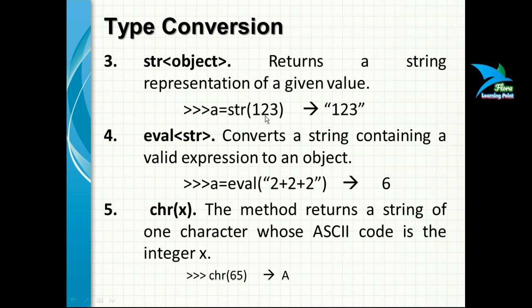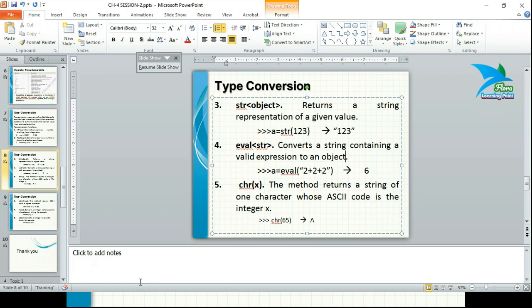For example, here we have specified 123 as a number, then str function convert that number into the string representation of the same number. Then next we are having eval function. This function converts a string containing valid expression to an object. For example, if you want to specify an expression inside double quotes as a string, but you want to calculate the result of that expression, then you can use eval function.